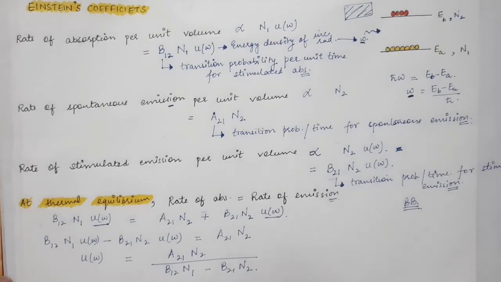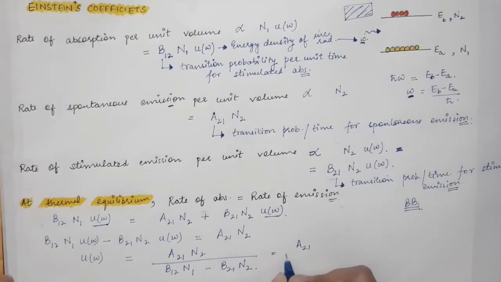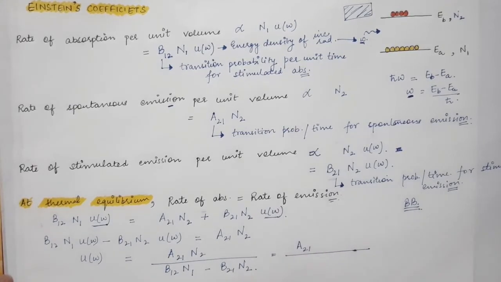And now the next step will be to divide the numerator by N2 as well as the denominator by N2. When you divide the numerator by N2, you will just get A21, and we are dividing the denominator also by N2.